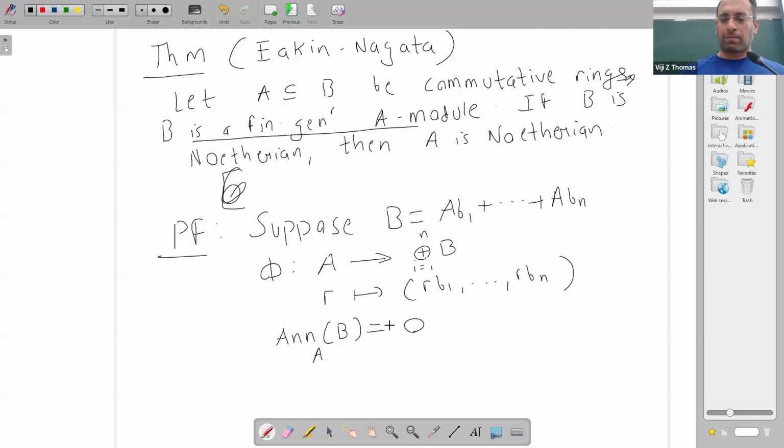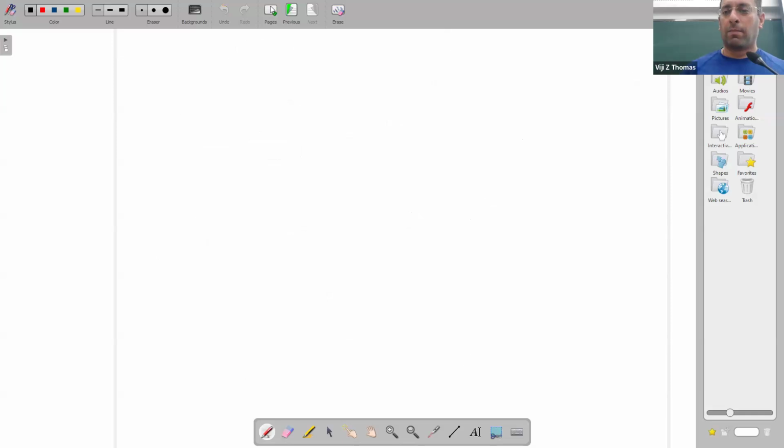This is the first observation. This implies that phi is injective, because the kernel is the annihilator, the intersection of all these, and the annihilator is already 0. So phi is injective. This is the first observation. So phi is an injective A module morphism. That is what we have seen.